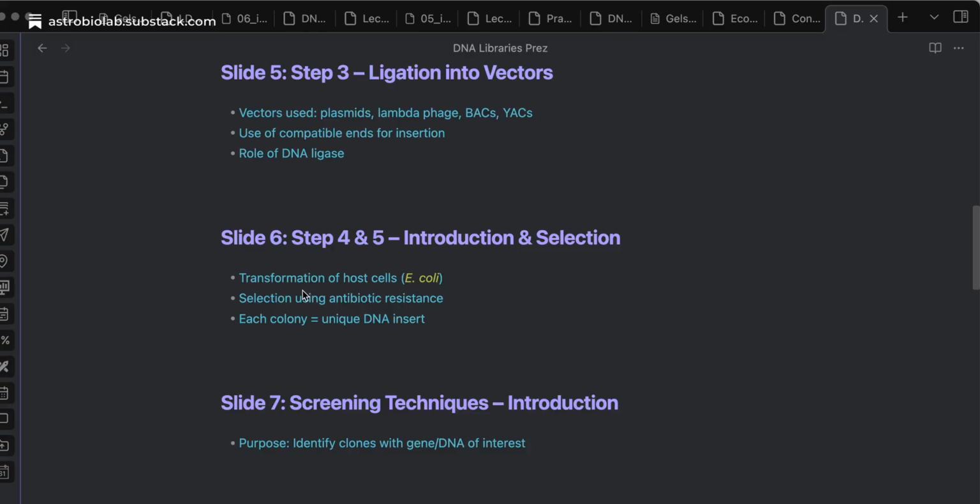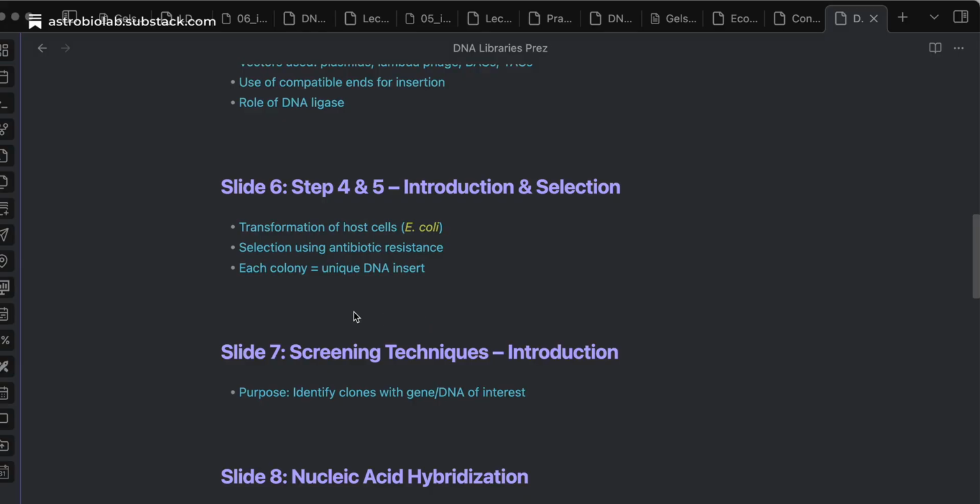Then you need to select. So you transform into your host cells, such as E. coli, and you use antibiotic resistance that's present on your plasmid to be able to select the plasmids that contain your insert. So each colony that you see on your library is a unique DNA insert.